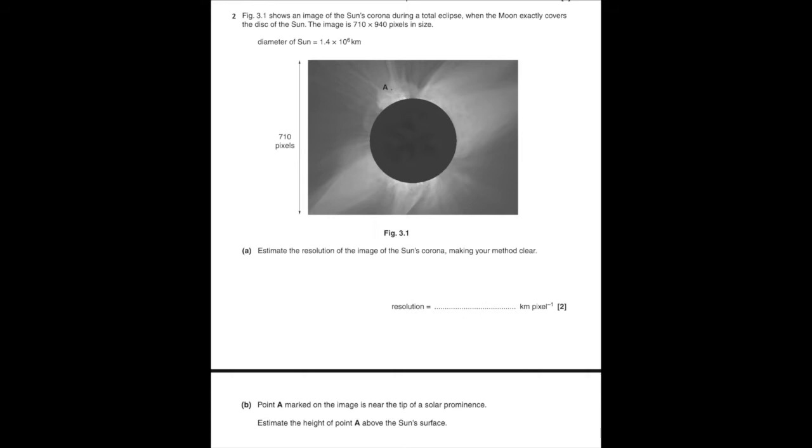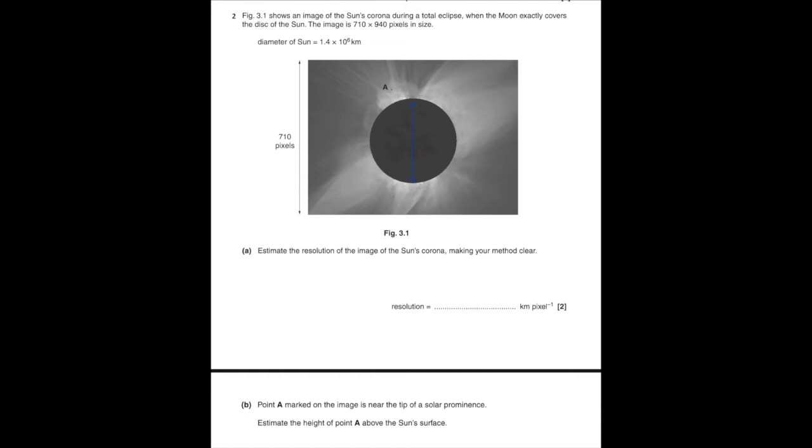So I was taking measurements from a slightly scaled down version. It was an A5 copy rather than an A4, so the exact values won't quite match if you were working off an A4. So we're trying to find the resolution of the image of the sun's corona. Okay, so the first thing we need to do is say, well, okay, we know that the image is 710 pixels tall, but how tall is our actual value of the sun in pixels?